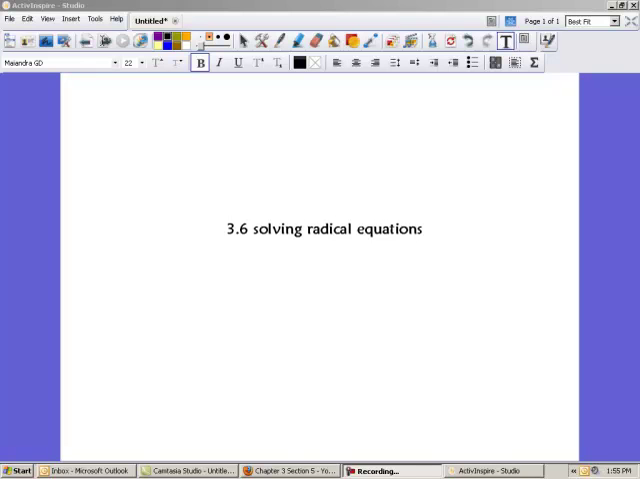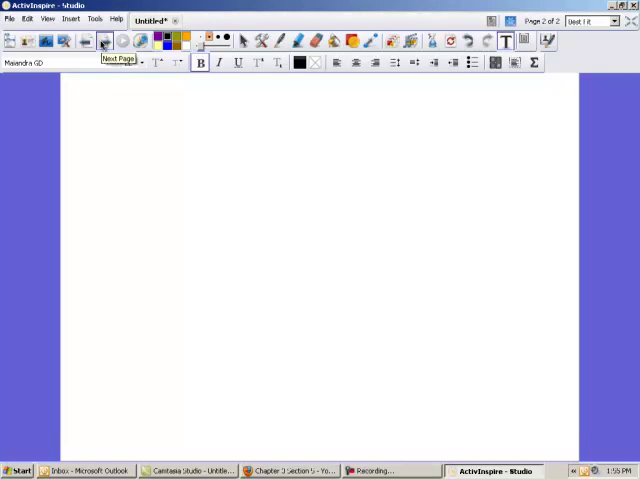This section involves solving radical equations, and it's basic algebra, so I think you'll like it. There are a few problems that are a little bit difficult that you will have to factor, but let's start out with these.